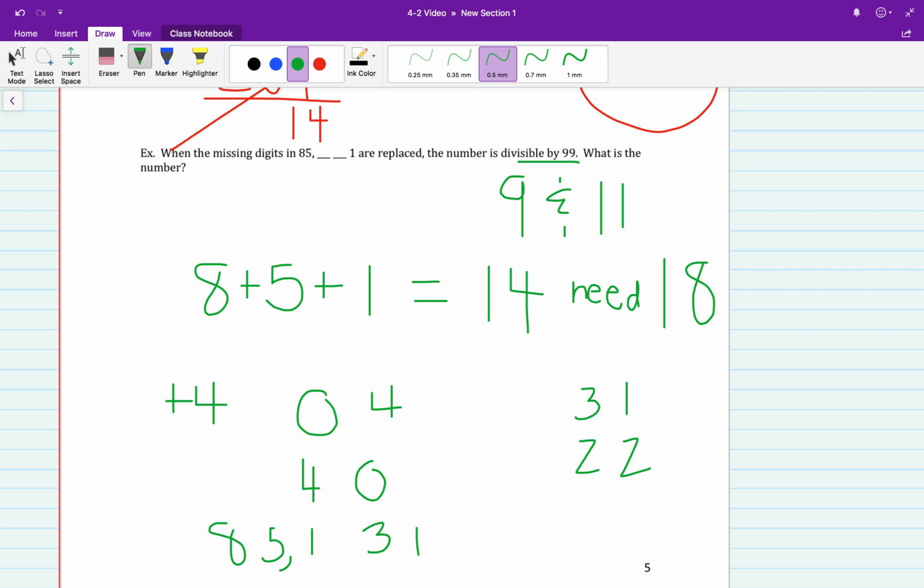So now I'm just going to check these numbers. I'm going to type 85,041 into my calculator, and I'm going to see if this is divisible by 99. And it just happens that it is. I just happened to choose the first one to be the one I checked. So this is my number. My answer is 85,041. You can try the other ones. You can try 85,131, and it's not divisible by 99. So this is my only answer that works for this problem.